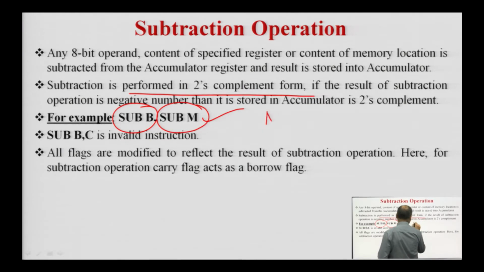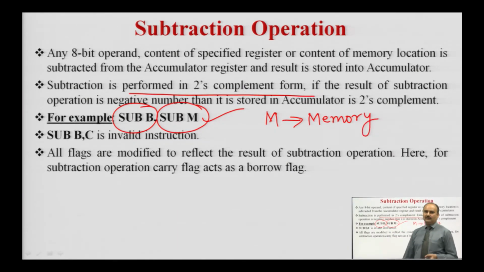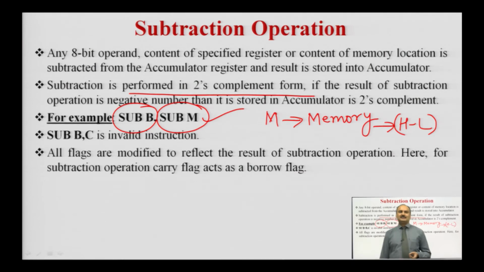Here this M indicates the memory. The microprocessor will subtract the content of the memory location from the content of the accumulator and store the result into the accumulator register. The address of this memory is specified by the HL register pair. We use this HL register pair to hold the 16-bit address of the memory. So, the microprocessor will subtract the content of the memory location, whose address is given by the HL register pair, from the content of the accumulator and store the result of the operation into the accumulator.